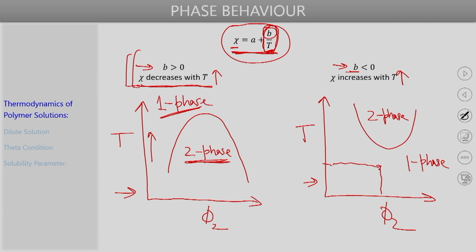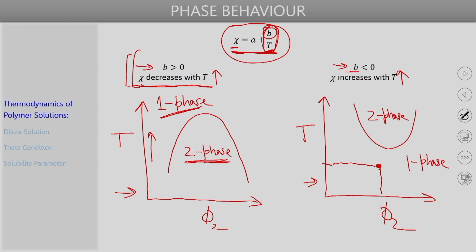Okay. So, we are at this point on the phase diagram, and let us say now we start increasing the temperature. As temperature increases, chi also increases in this case, and we again saw in the previous slides that as the value of chi becomes larger than half, the more the value of chi increases, the more positive the excess chemical potential difference becomes, and hence the less favorable the mixing will be.